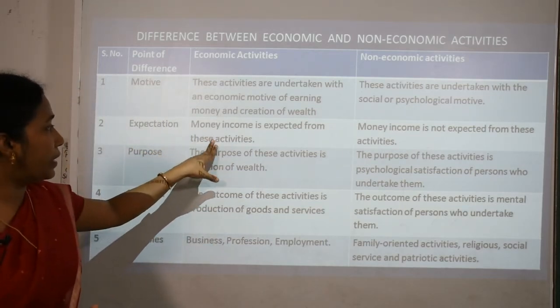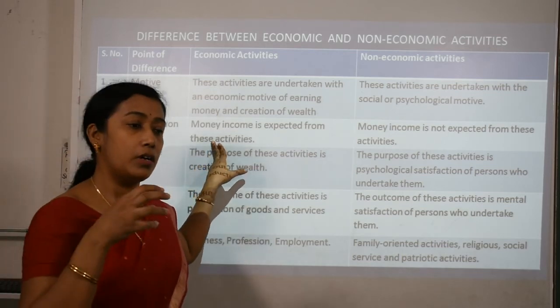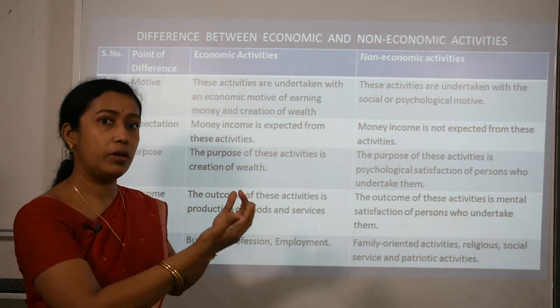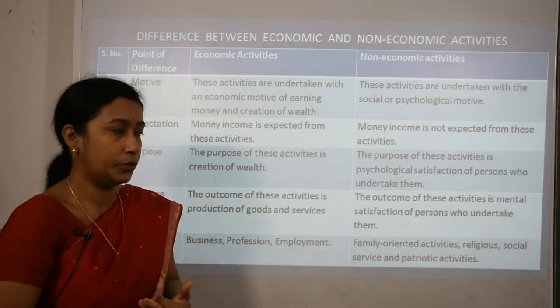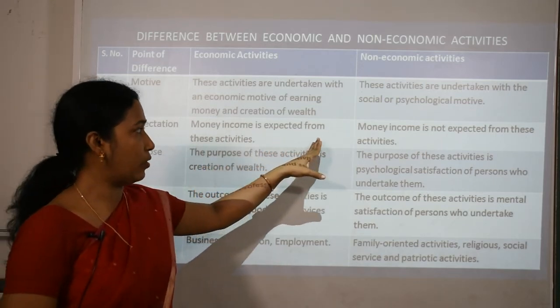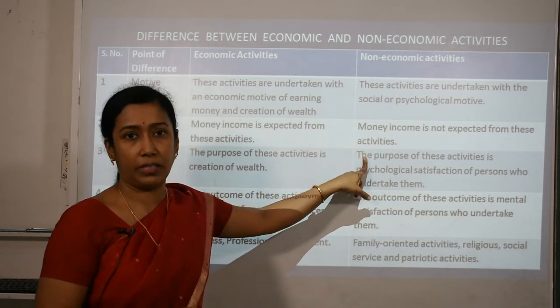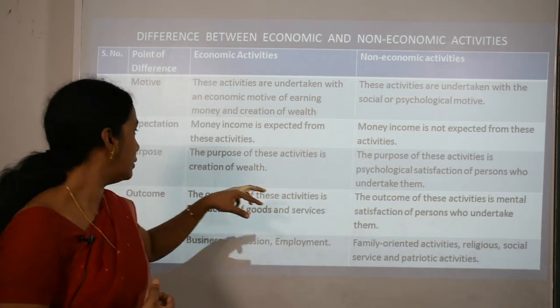Expectations. Money income is expected from these activities. That means if a person is undertaking a business or economic activities, surely what will he get in return? Money only, profit, income, wealth. So money income is expected from business or from economic activities. Money income is not expected from non-economic activities. What do you get in return? You will get mental satisfaction only.